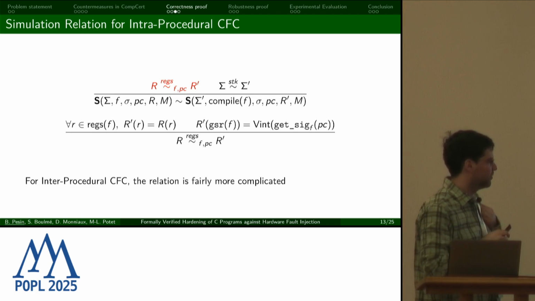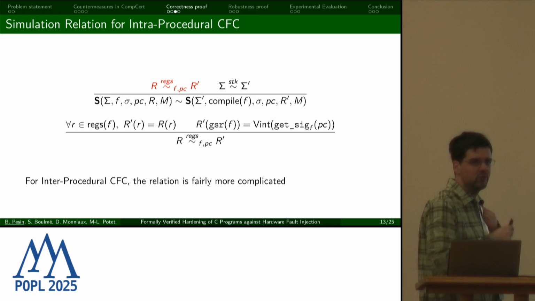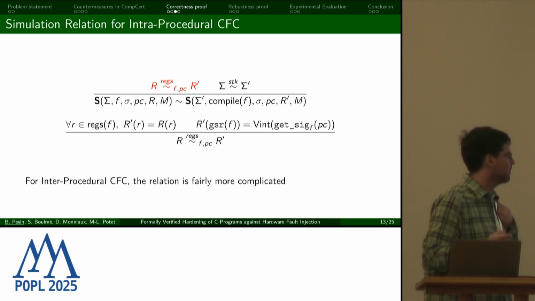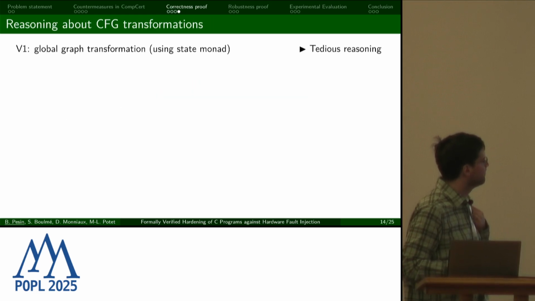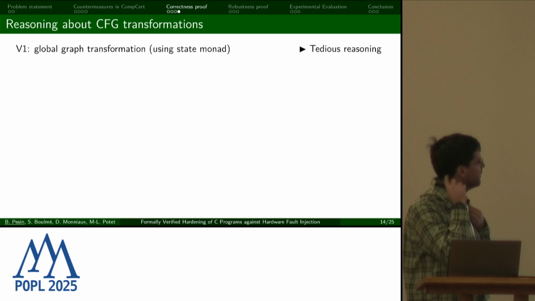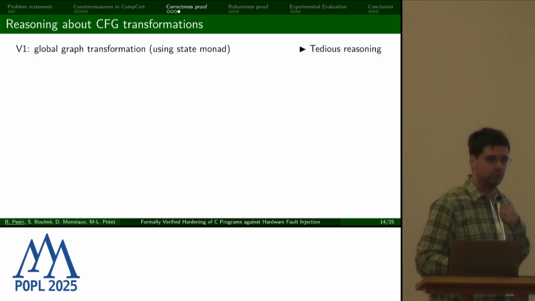For the interprocedural CFC, it's actually far more complicated because of the way we interleave new calls to functions, which changes the shape of the stack and the shape of the memory layout at the same time. So we have to use a fairly complex system of CompCert, which is called memory injection, but I will not detail it too much in the presentation.